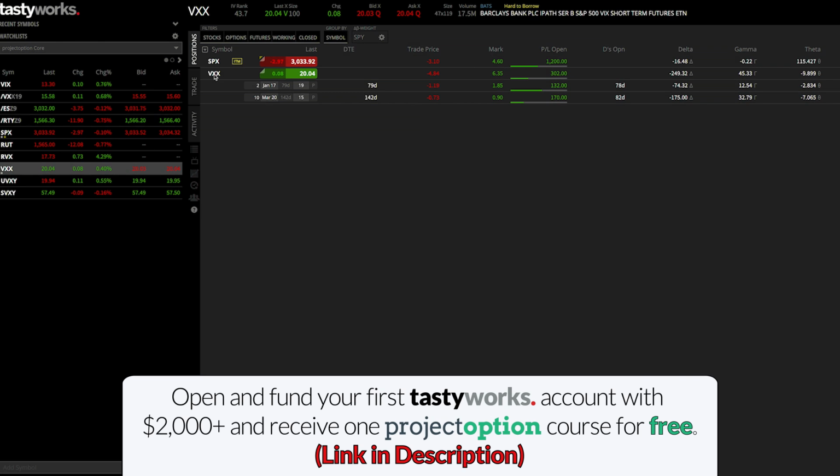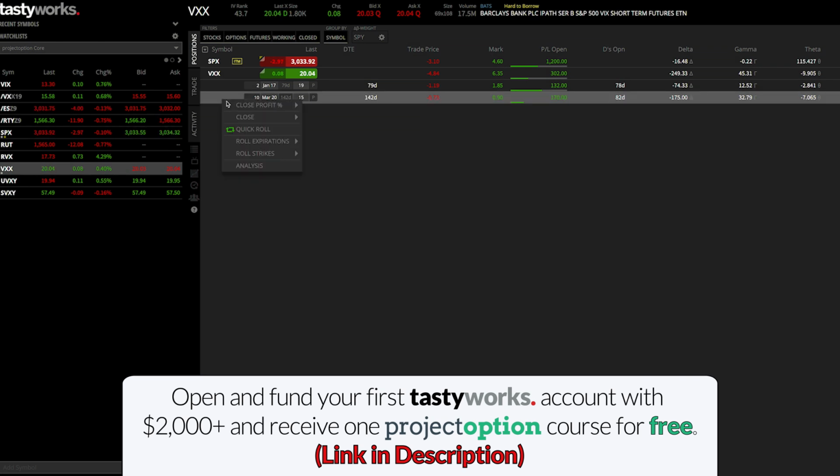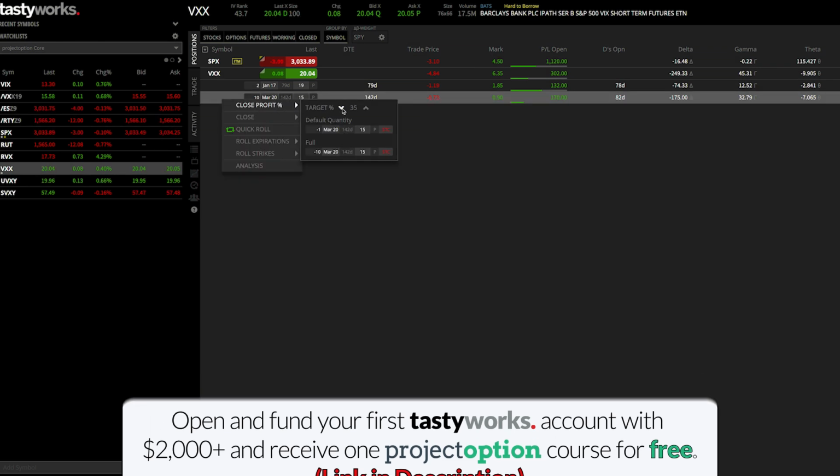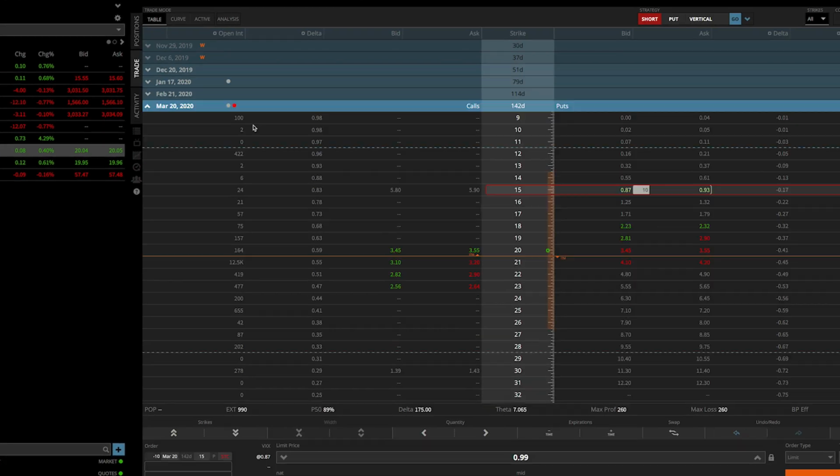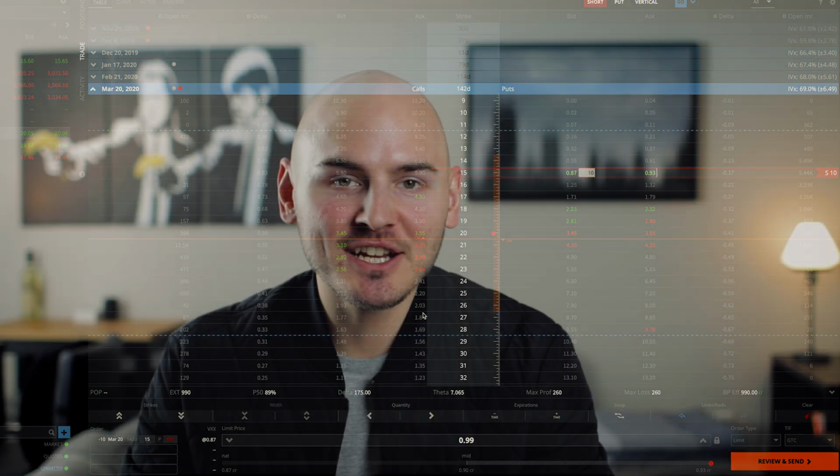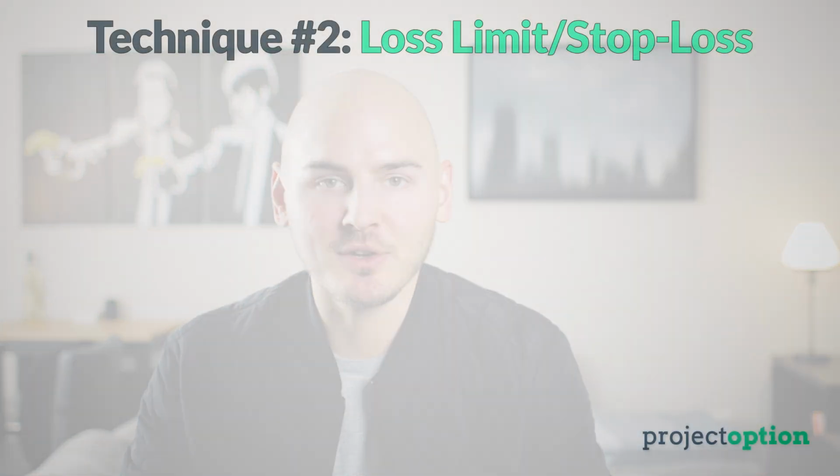On the Tastyworks trading platform, you can actually create an order to close your trade at a specified profit percentage by using the profit target feature right on the portfolio tab. The second trade management technique that you should be using when trading options is using a loss limit or loss threshold.